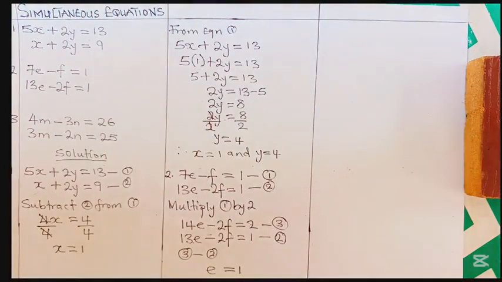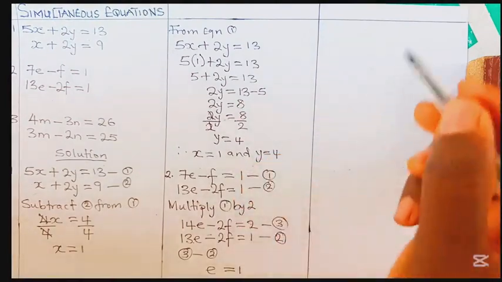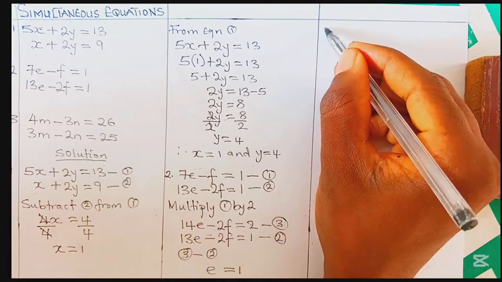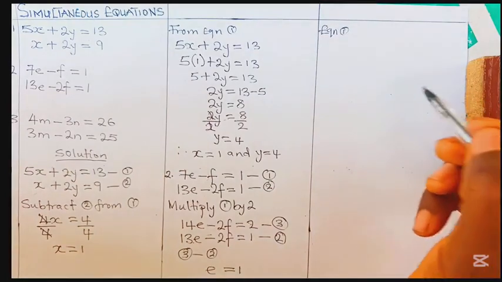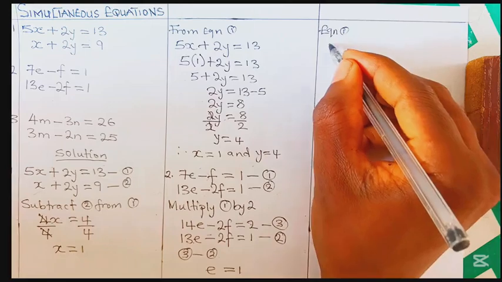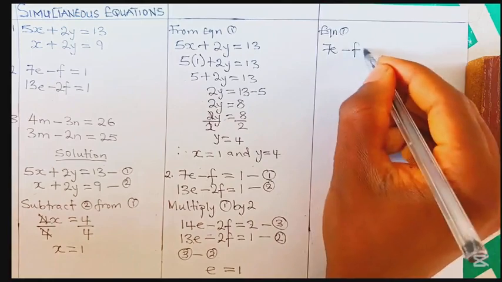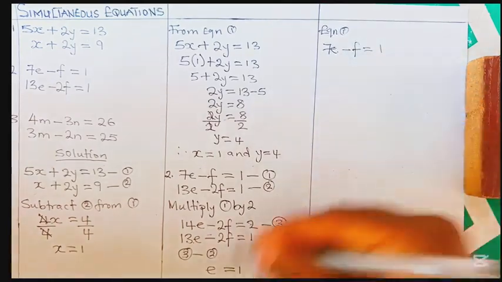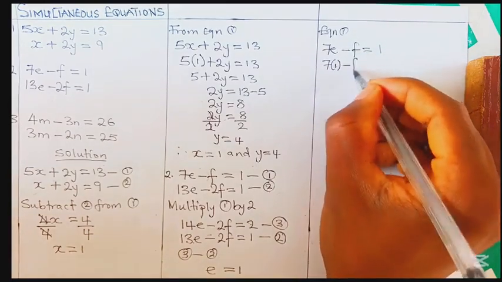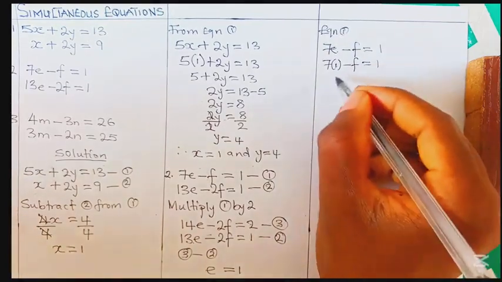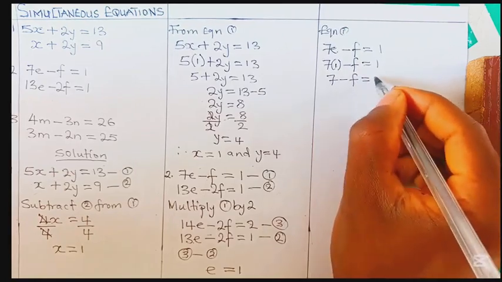Since e is equal to 1, we will use any equation to find our value of f. So let's use equation 1. We can use any equation to find the value of the other variable. So in equation 1, we have 7e minus f is equal to 1. So e is 1, so anywhere we have e, we put 1. 7 times 1 minus f is equal to 1. 7 times 1 is 7, minus f is equal to 1.